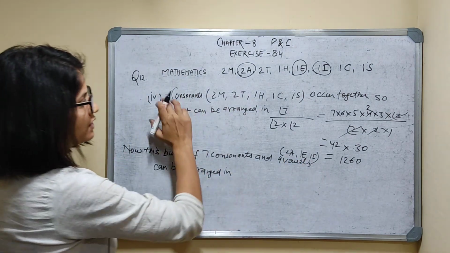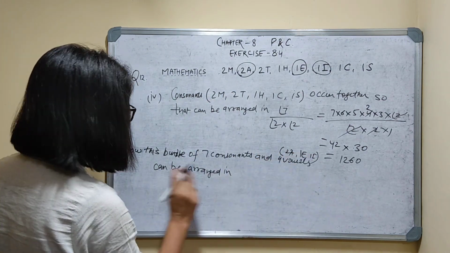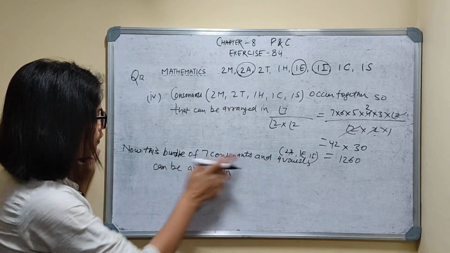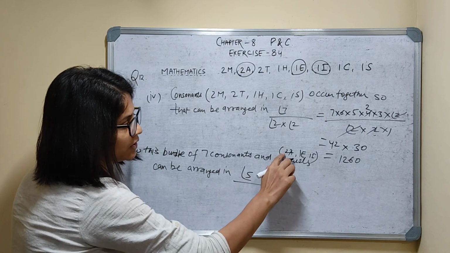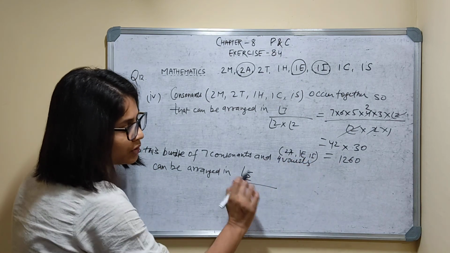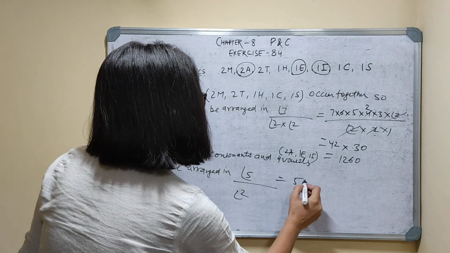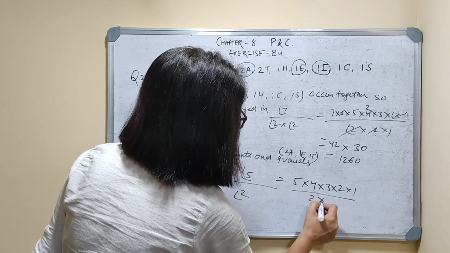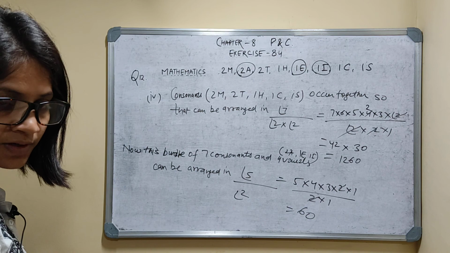This bundle of 7 consonants and 4 vowels, that is 2A, 1E, 1I, can be arranged how many ways? 4 vowels and this bundle of 7 consonants. So 4 vowels plus 1 bundle, so 5. So factorial 5 upon 2A, 1E, 1I. 1 so no need to write. So factorial of 2. So 5 into 4 into 3 into 2 into 1 upon factorial 2, 2 into 1. 2 cancel. 60. Is it correct?